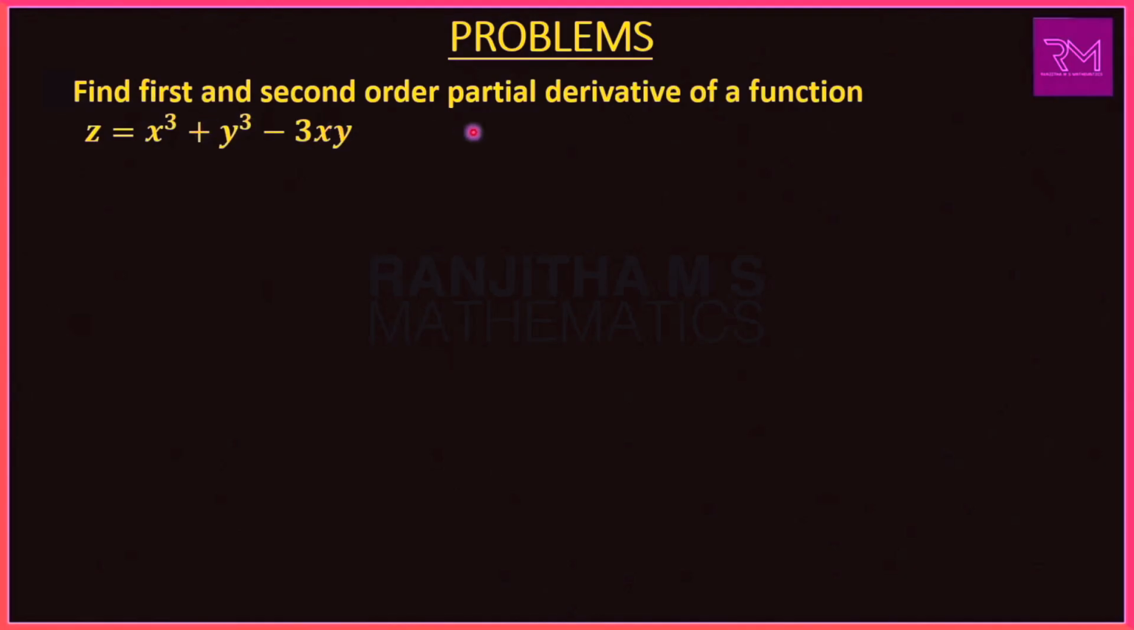Find the first and second order partial derivatives of the function z is equal to x cube plus y cube minus 3xy. Let us consider the given function z is equal to x cube plus y cube minus 3xy. Consider this as equation number 1.